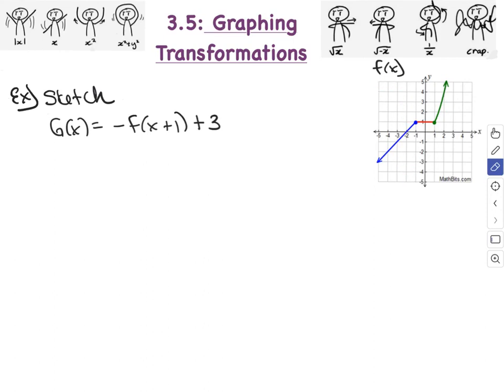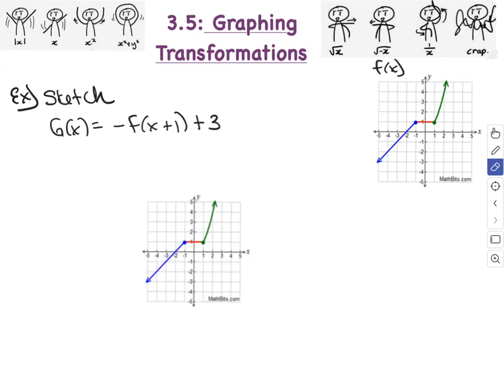All right, for our grand finale problem, let's sketch this guy. Call him little f of x. Let's sketch capital G of x is negative little f of the quantity x plus 1, and then plus 3. Okay, let's get started. Remember, we always want to start with horizontal shifts first. So that would be the plus 1 on the inside, and I'll just call it h for short, and it's going to move the graph to the left 1 unit. So we'll take all of our pivot points and move them to the left 1 unit.